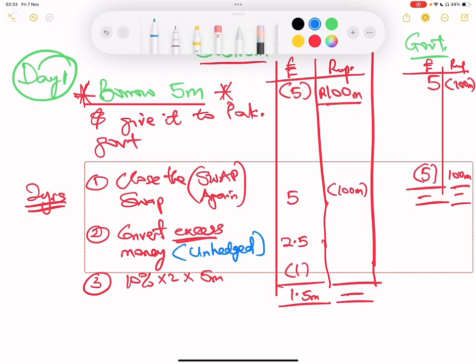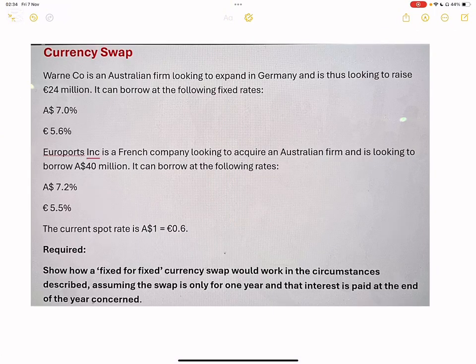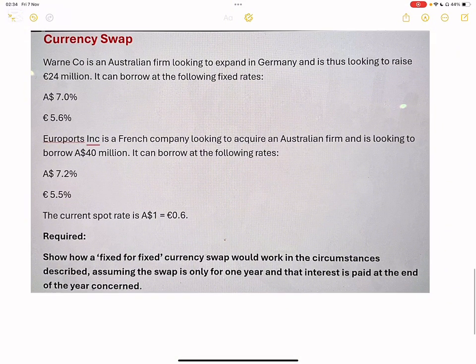Let's look at another question for currency swap. So that is for Forex swap. Let's look at currency swap. You can take 1 minute to look at this question. Very interesting one. This is on currency swap. Remember what I said. Currency swap is a way to look for cheap foreign loan.